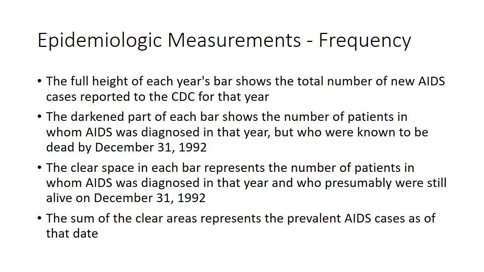The sum of the clear areas, if you added them all up, would be the number of prevalent cases of AIDS as of the end date. So if you add up all the previous clear bars together for a particular year, that would be the number of prevalent cases, because those are people who were diagnosed but are still alive. That would be prevalence as opposed to incidence.